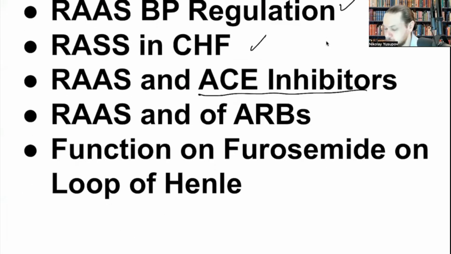Certainly, we're going to talk about ACE inhibitors, right? Medications like captopril, enalapril. Anything with a pril ending is an ACE inhibitor. We're going to talk about ARBs, right? These are also medicines. They work on angiotensin 2 receptors, and these are called angiotensin receptor blockers. So the ultimate action is to block angiotensin response. We're going to talk about that because it's important.